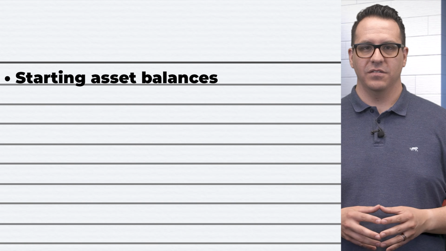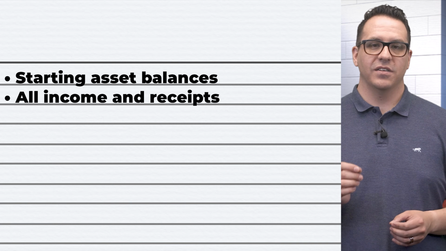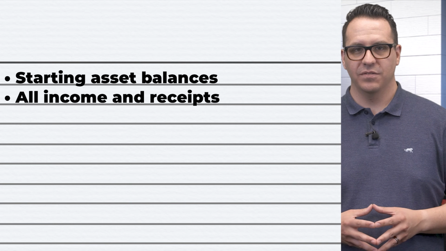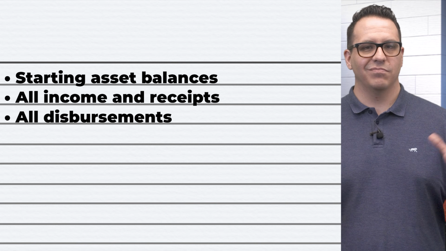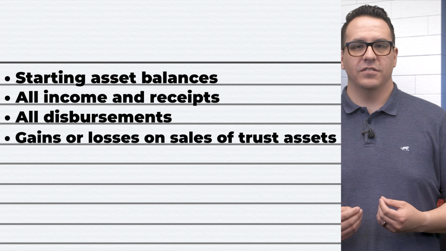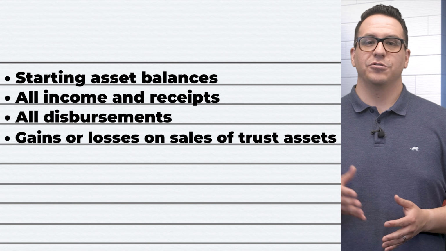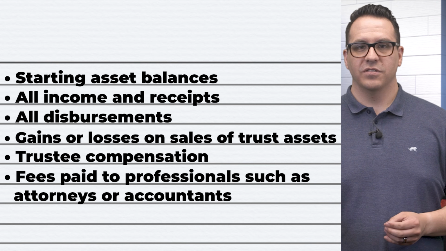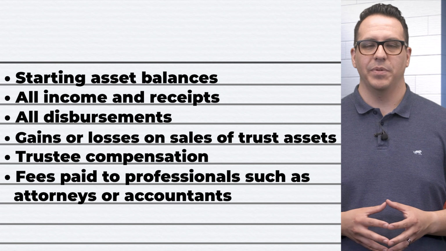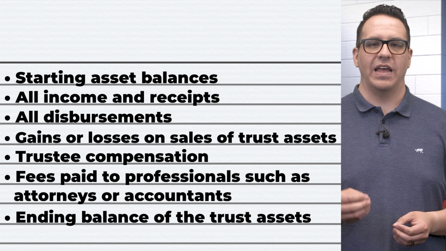The starting asset balances, all income and receipts, including rents, dividends, and sales proceeds, all disbursements, such as mortgage payments, repairs, distributions, things like that, gains or losses on the sale of trust assets, trustee compensation, if any is taken, fees paid to professionals, such as attorneys or accountants, if any was paid, and the ending balance of the trust assets. This accounting must also be clear enough that a beneficiary could reasonably evaluate how the trust was managed and whether there is any funny business going on.